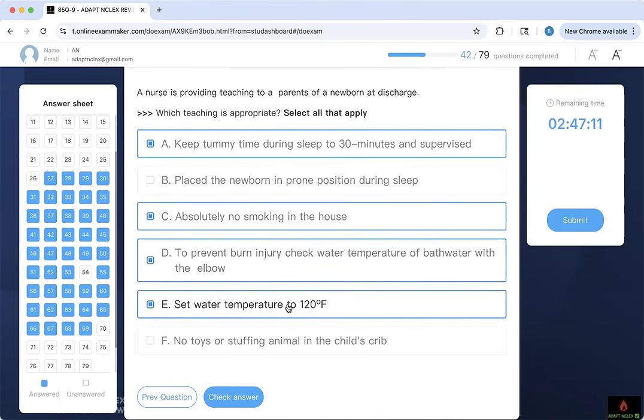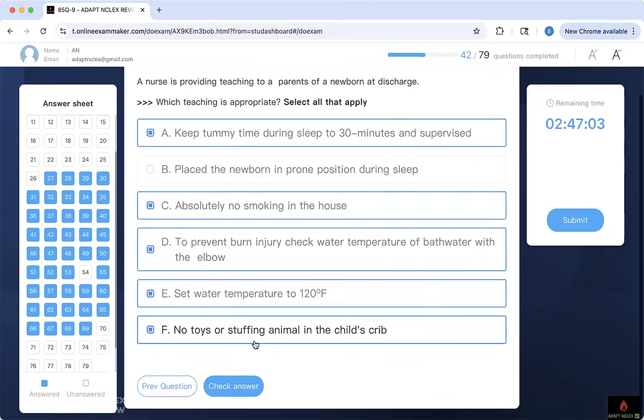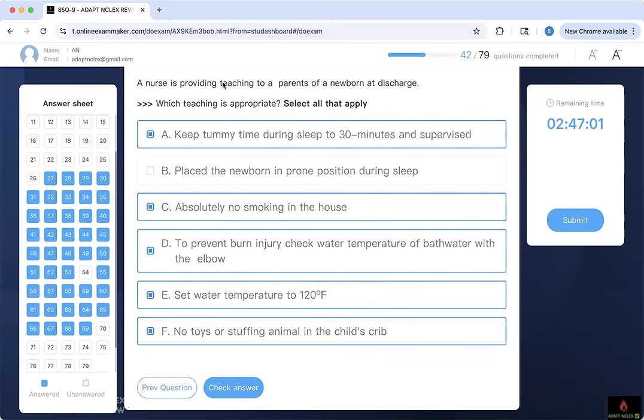Water temperature to this 120 is good. And no toys or stuffed animals in the crib. Otherwise, the kid is going to suffocate. Take a picture of this. Newborn safety precautions.